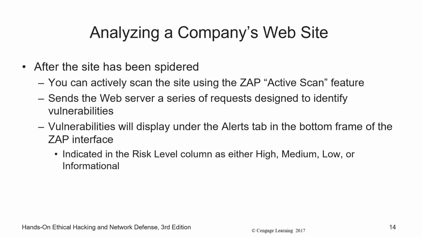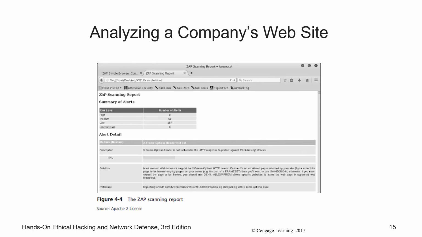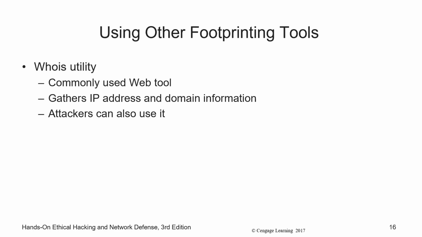Now, spidering is fine. You can spider a site all you want. When you are trying to find and exploit vulnerabilities, that is, again, the approval line. So, again, just be super careful about what you're doing. And here is a screenshot of a scanning report from Zap.